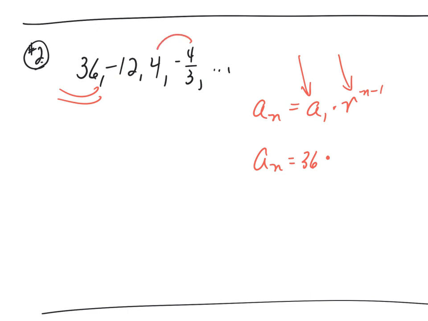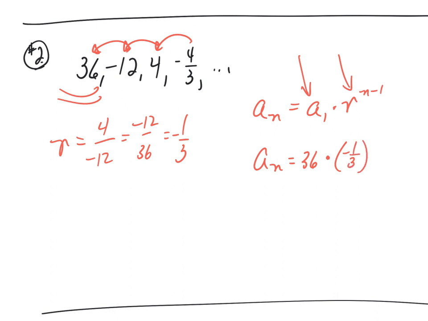And r we get by taking any one of the terms and dividing by the one that comes before it. So as an example, to get r here, I could take 4 and divide by negative 12. Or if you don't like that one, negative 12 divided by 36. But no matter which one you pick, what you get for r is negative 1/3. Now, because that's negative, when we put it into our formula, remember to wrap it in parentheses. And so our equation then for the geometric sequence would be a sub n equals 36 times negative 1/3 to the n minus 1 power.